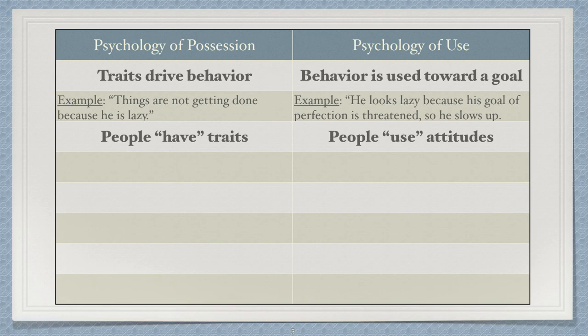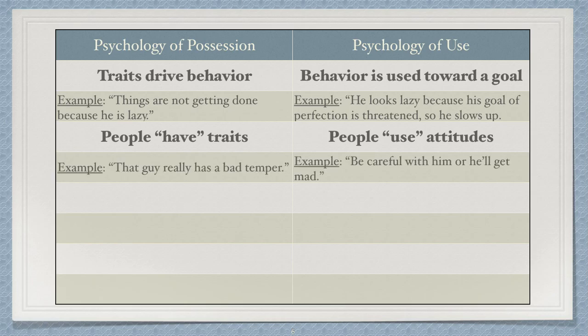The psychology of possession implies that people have these traits. They possess the traits inside. The psychology of use rather views people as using attitudes, using behavior toward a goal in a way that they see fit. For example, that guy really has a bad temper. Here, with the psychology of possession, we're assuming the trait of bad temper is something that is possessed by an individual. The psychology of use looks at it differently.